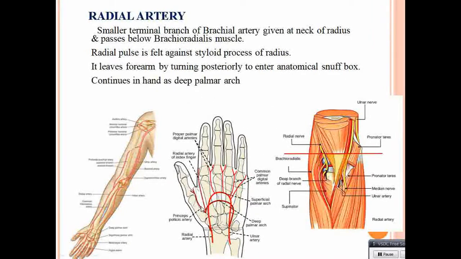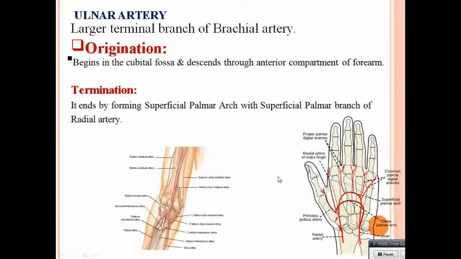Even though it goes posteriorly, it again comes back onto the anterior aspect of the hand, and that is called deep palmar arch. You can see clearly that the artery goes into the posterior aspect and comes back again and continues as deep palmar arch. Again, this diagram showing the same picture, the radial artery going back and coming into the anterior aspect as deep palmar arch. Now ulnar artery, so brachial artery dividing into radial and ulnar artery.